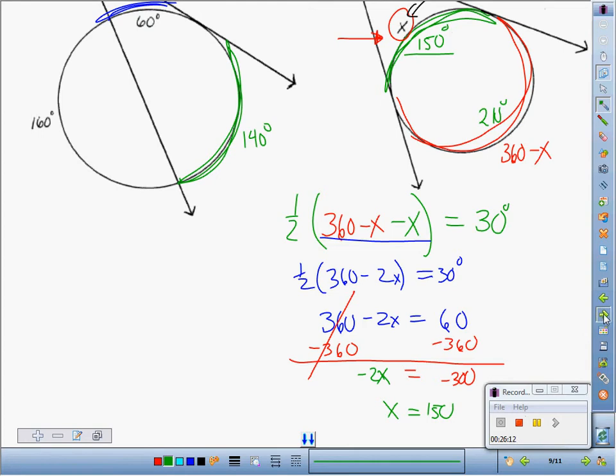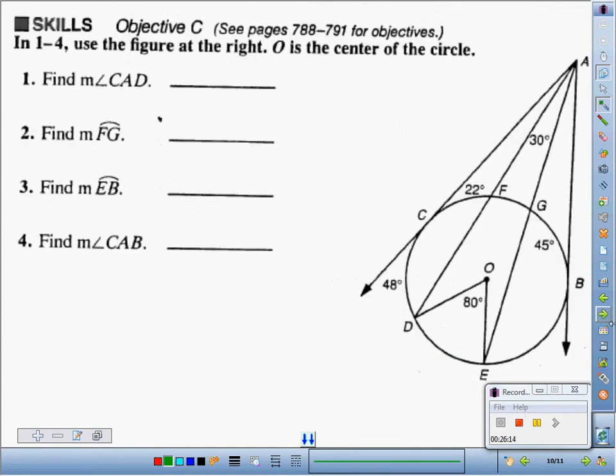What I want you to do now is flip to the next page, and find everything that you possibly can. Don't worry about looking at the questions. Just find whatever you can, and here's where I'd recommend starting: start by finding that green arc measure. Give yourself about 2 to 3 minutes to figure out what you can here. Pause the video, and then we'll come back and go through it. So give it a pause.